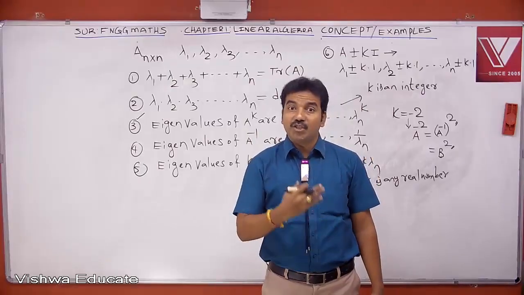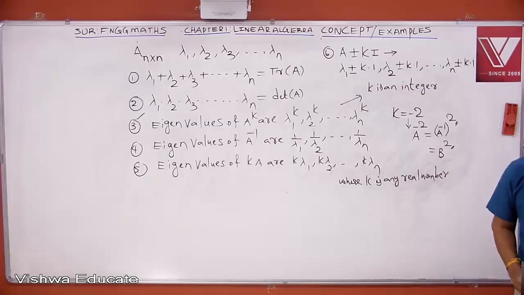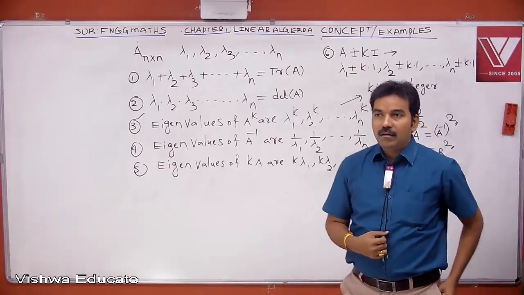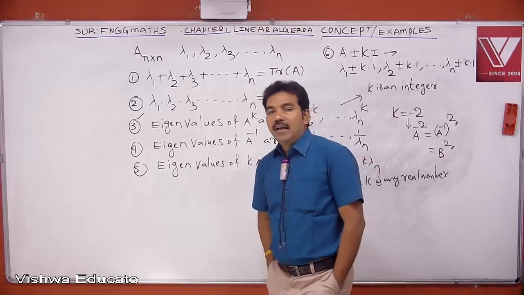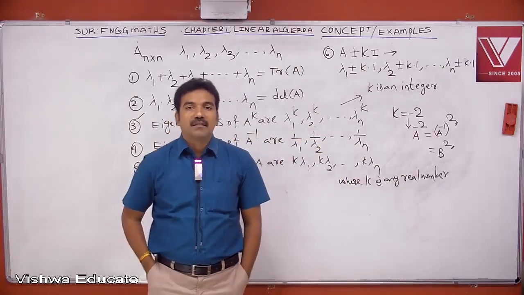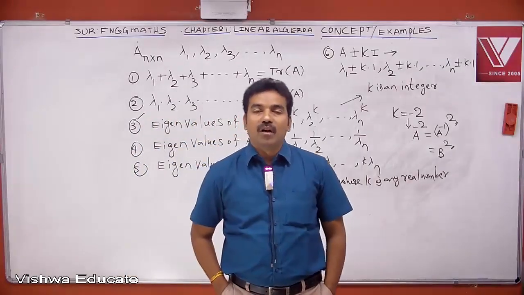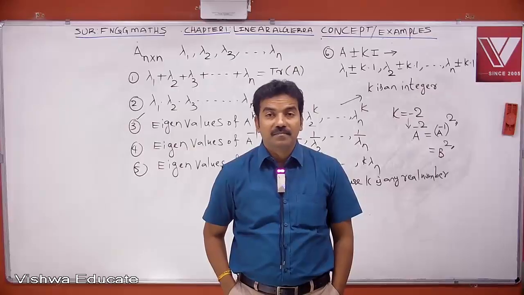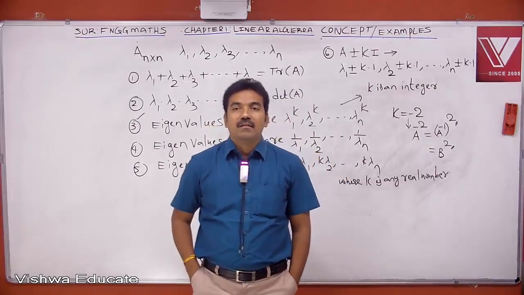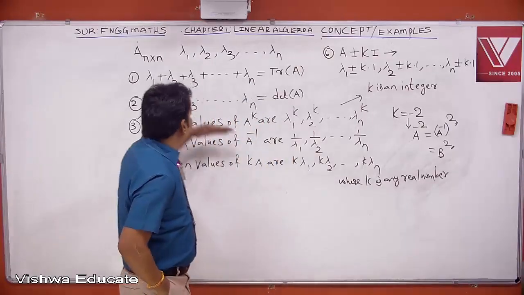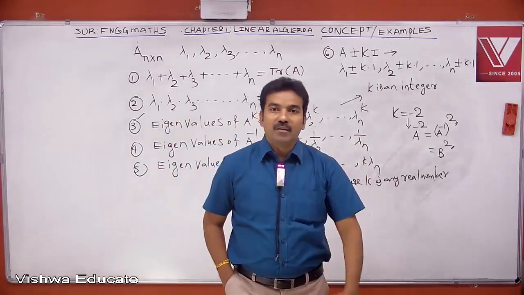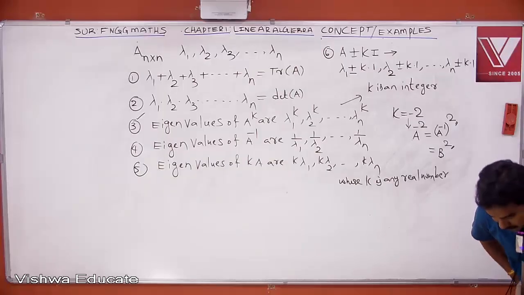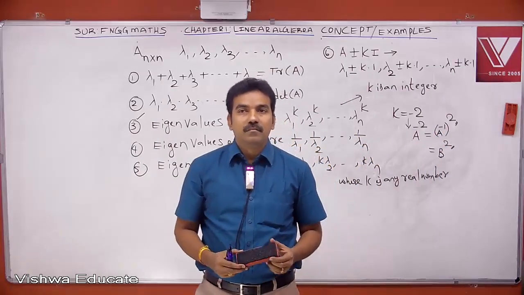Next, I will go for the eigenvalues of the adjoint of A. If A is an n cross n matrix with eigenvalues lambda 1, lambda 2, and so on up to lambda n, then continue up to point number 3 and I will dictate point number 6.